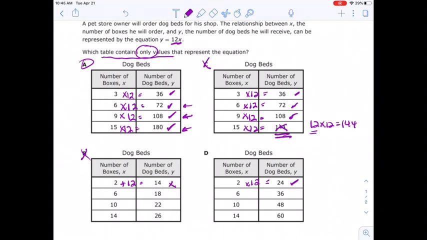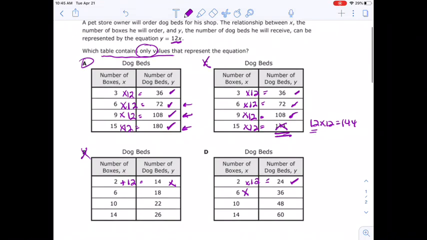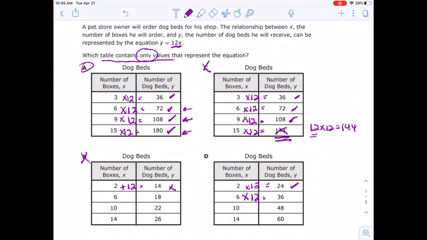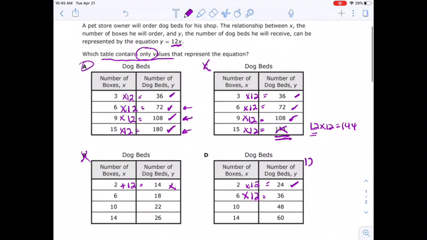Let's look at D. The first line checked out. 2 times 12 is 24. Is 6 times 12 36? Let's look at 6 times 12. We already said in A and C that 6 times 12 is 72, but we didn't prove it. We just said we know that math fact. Let's prove it to make sure we're right. So 6 times 12, 6 times 2 is 12, 6 times 1 is 6, plus 1 is 72. 6 times 12 is not 36. 6 times 6 is 36.